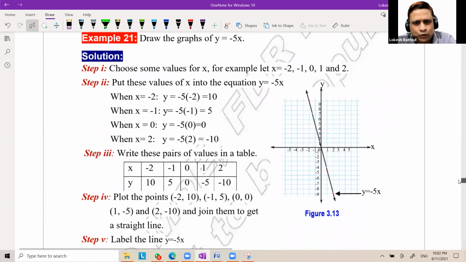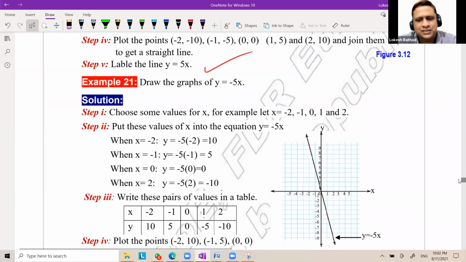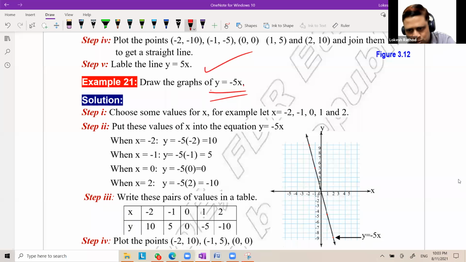Same way, if I want to plot y equal to -5x, again same process. It will pass through the origin because x equal to 0, y equal to 0. So this is the point. If you put x equal to 1, what would be y? y equal to minus 5 times 1, that is minus 5. So x equal to 1, y equal to minus 5. This is the point. You join these 2 points. Your line is ready. Right?